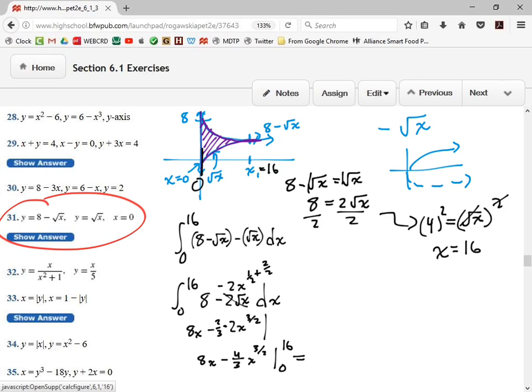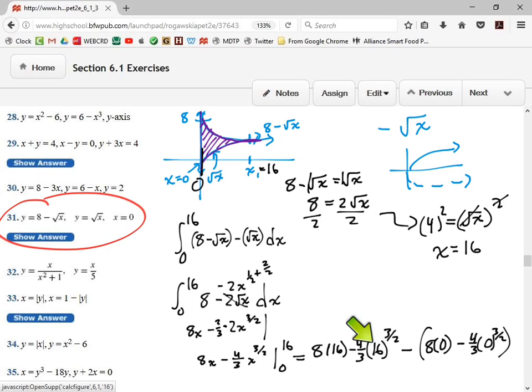So let's see what we get. We plug in 16 first. 8 times 16, that's a big number. All right, so we have 8 times 16 minus 4 over 3, and then we have 16 raised to the 3 over 2. Don't be scared of fraction exponents. You guys can do those. Those are no problem. That's the first part. Now I got to plug in 0. 8 times 0, yay, 0. And then I have minus, don't forget your parenthesis, 4 over 3, 0 raised to the 3 over 2, which is also not bad.